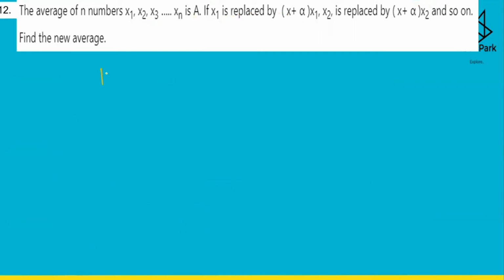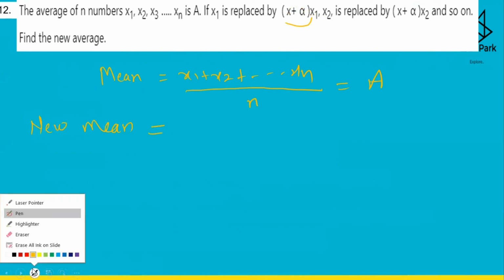Then, okay, so the mean of these numbers, that is x1 plus x2 plus up to xn, the sum of all observations divided by n, is equal to a. This is given to you. Now, new mean. If I find the new mean where x plus alpha is being multiplied by x1, the new mean is going to be, I hope this color is visible.